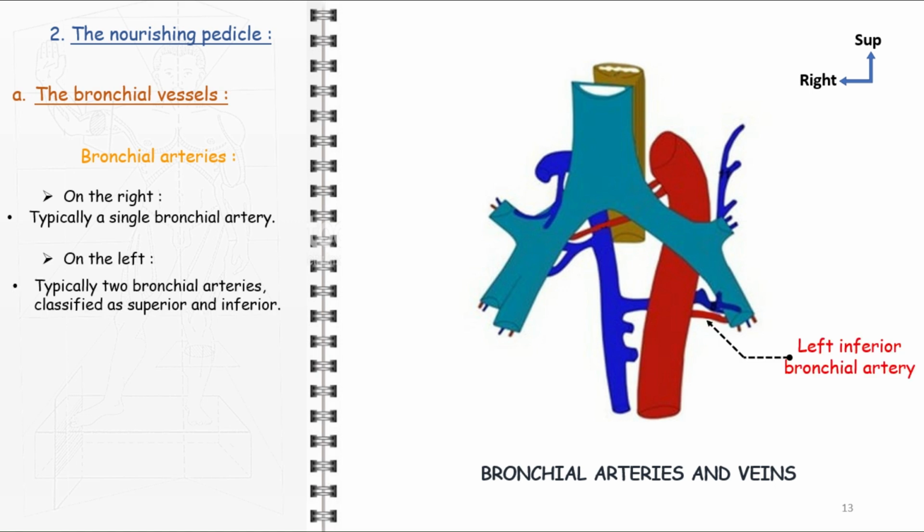Whereas on the left side, there are typically two left bronchial arteries, classified as superior and inferior. They generally originate directly from the descending thoracic aorta and rapidly reach the left main bronchus.